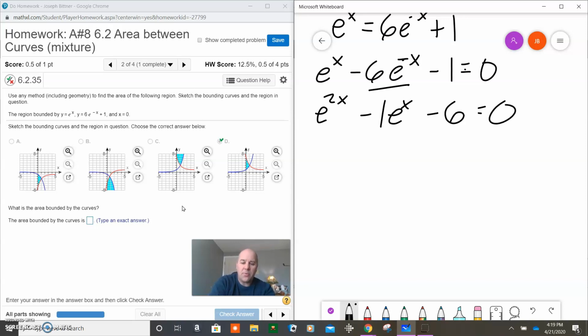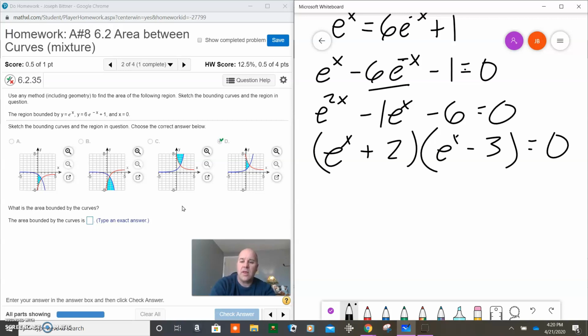Now, I'm hoping that you're looking at this and go, wait a minute, that looks a lot like a quadratic. In fact, it is. So let me get rid of that. If you know how to factor a quadratic, you know how to factor this problem. So what multiplies to give me negative 6 and adds to give me negative 1? So there's my answer. Now I've got to set them both equal to 0.